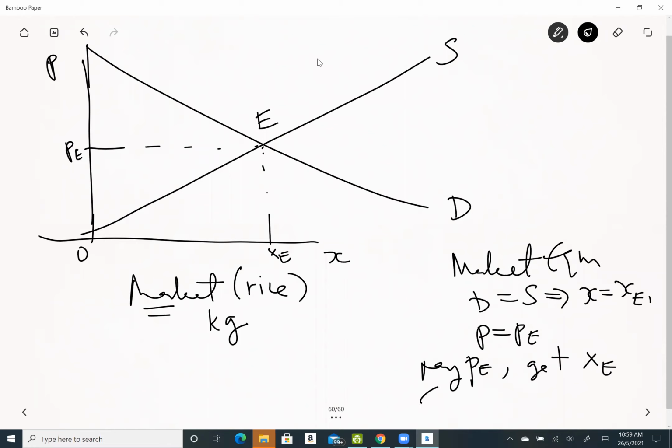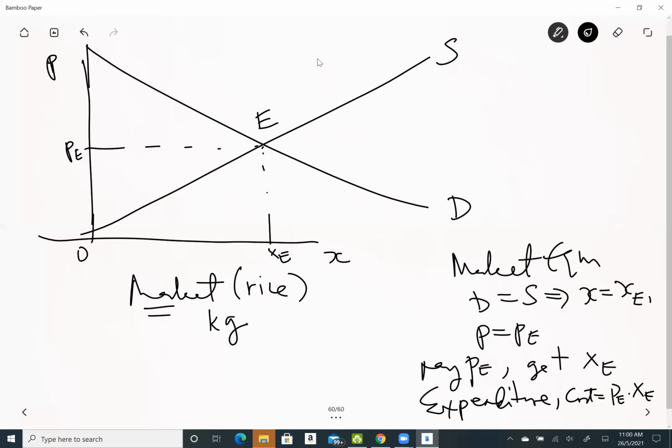So what is the expenditure? How much money do we spend together? Expenditure will be what? Or our cost. Okay, it will be equal to PE, the price that you pay, multiplied by the quantity that I get. PE XE, that is our expenditure.